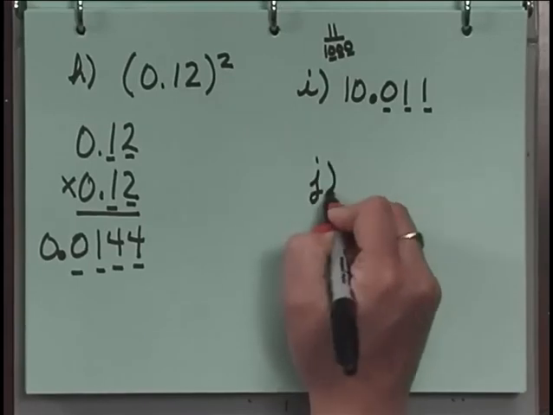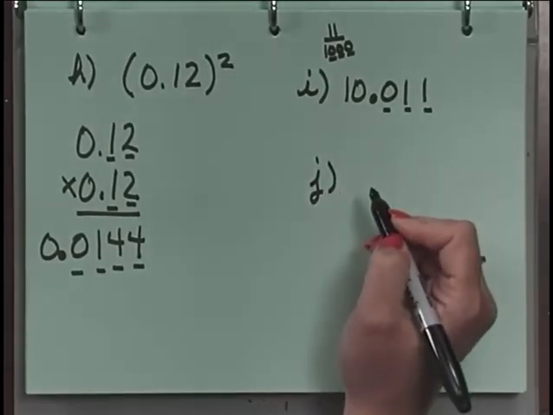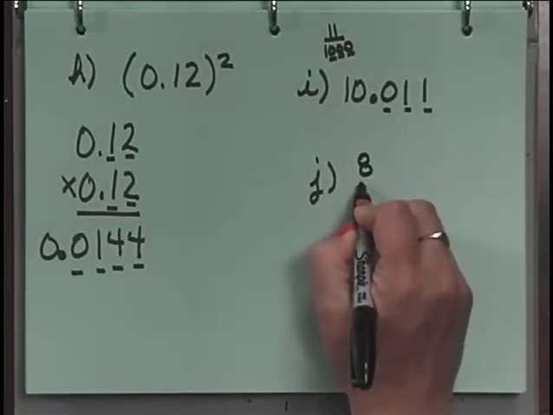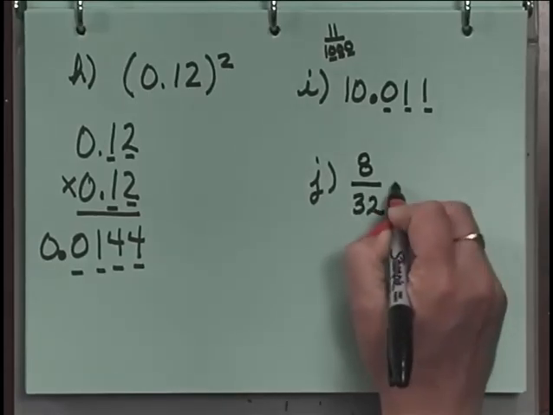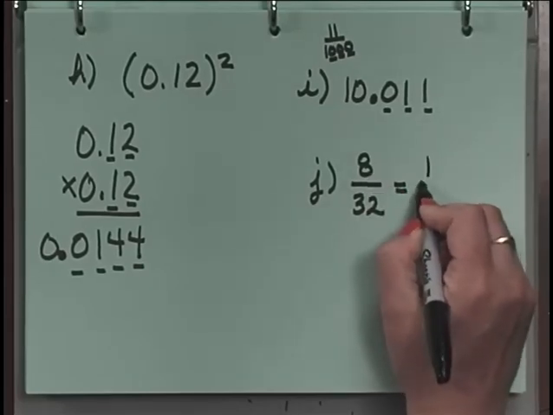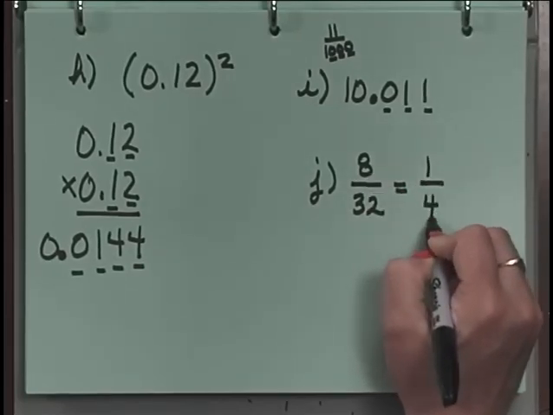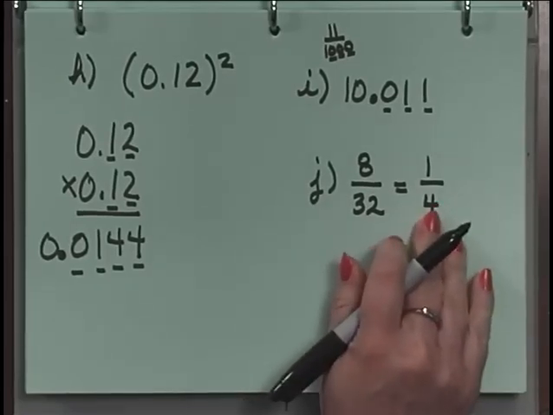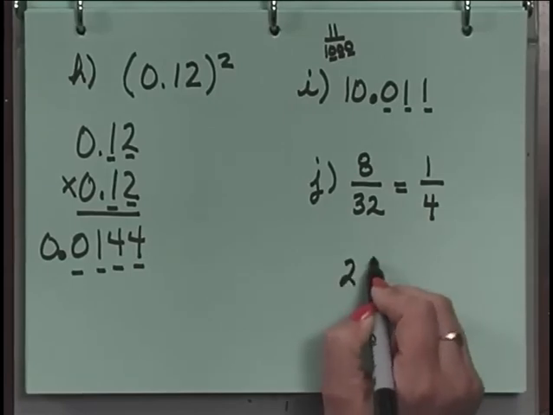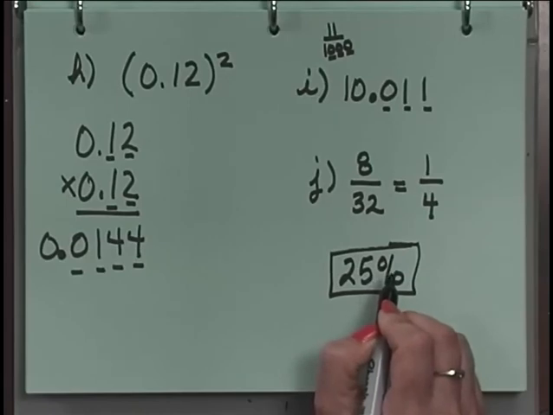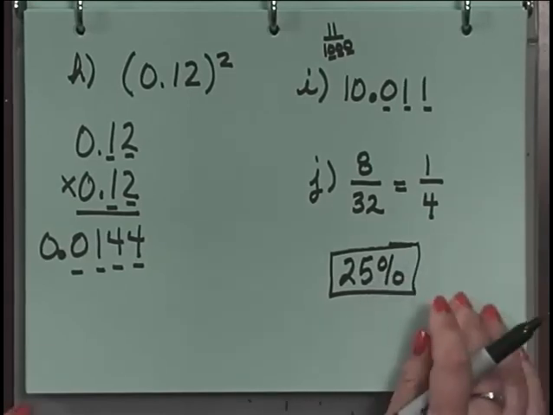In problem J it says, in the circle graph in example 5, what percent of the pets are cats? Well, according to that graph, 8 of the pets were cats. That was 8 out of 32. And 8 out of 32, if we reduce that, 8 divided by 8 is 1, and 32 divided by 8 is 4. And then you know from your fraction manipulatives that 1/4 is the same thing as 25%. So you should have said 25% as your solution.